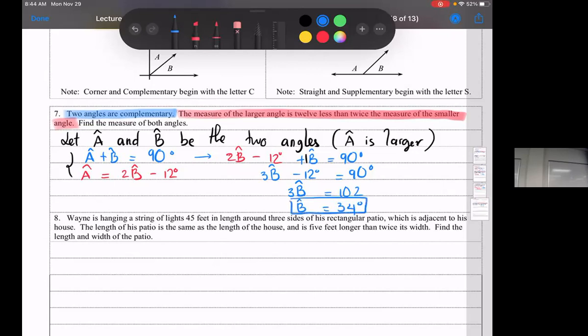And then A hat equals two, well, B hat is 34, so 2 times 34 is 68, minus 12 is 56.